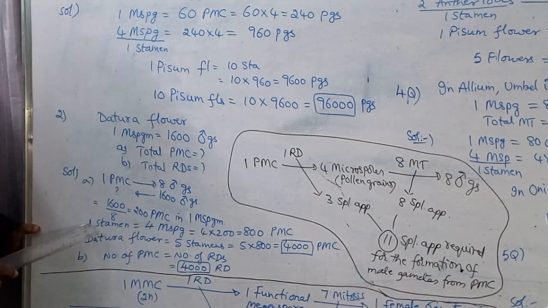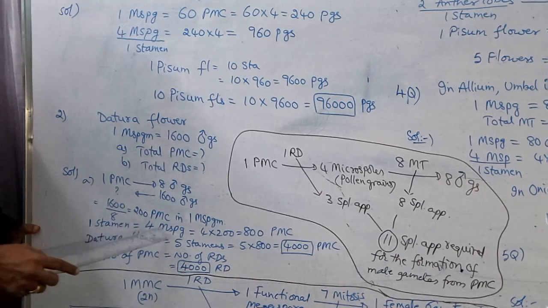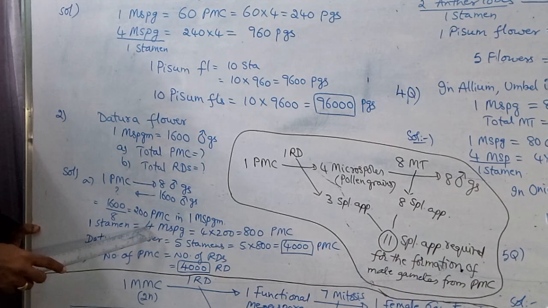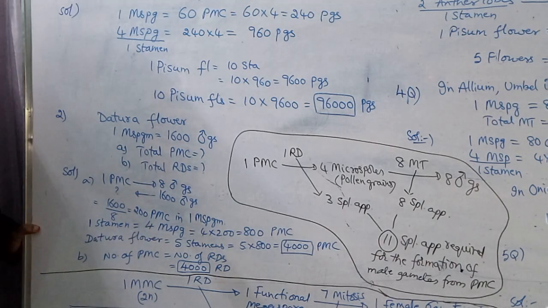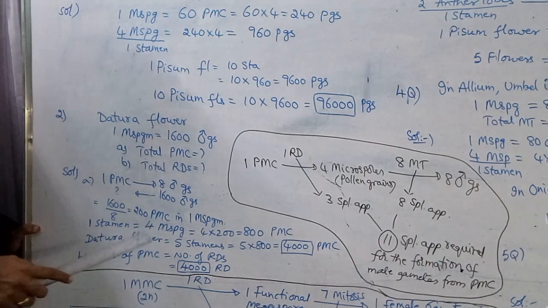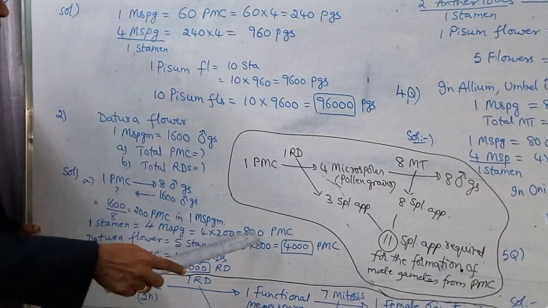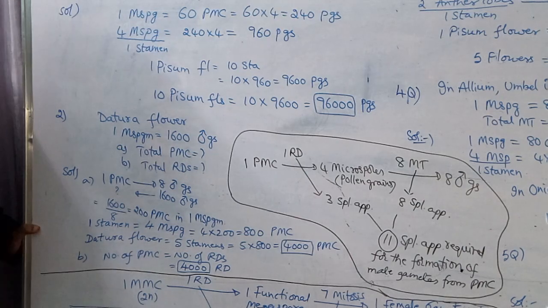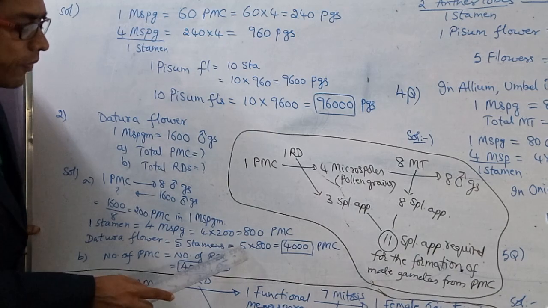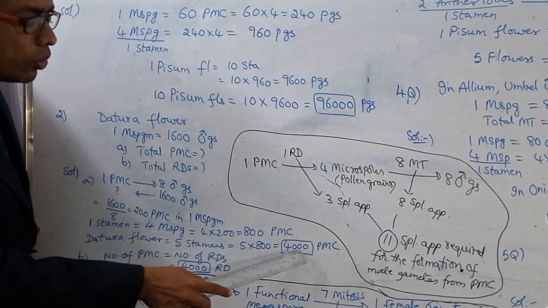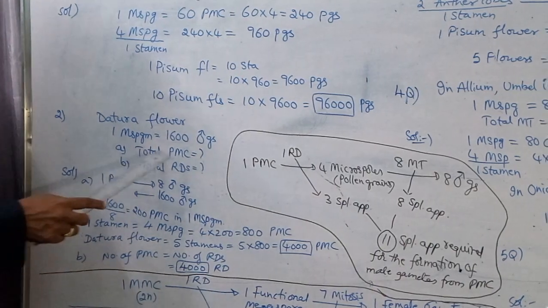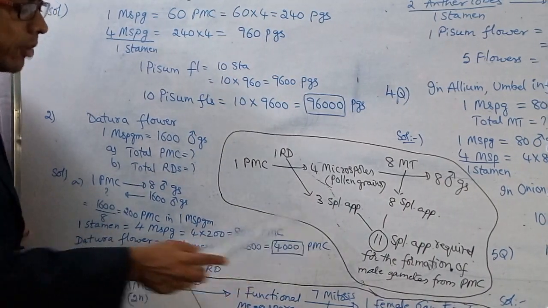That means one stamen contains how many microsporangia? 4 microsporangia. Why are we taking 4? It is dithecous. A dithecous stamen contains 4 microsporangia or 4 pollen sacs. So 4 into 200, that is equal to 800 pollen mother cells. A Datura flower contains how many stamens? 5 stamens are present. 5 into 800, that is equal to 4000 pollen mother cells. So total PMC means 4000 PMC.